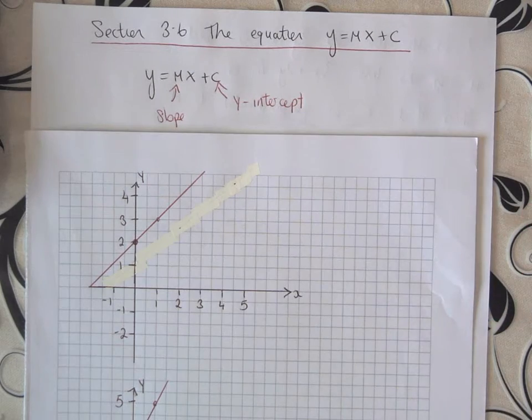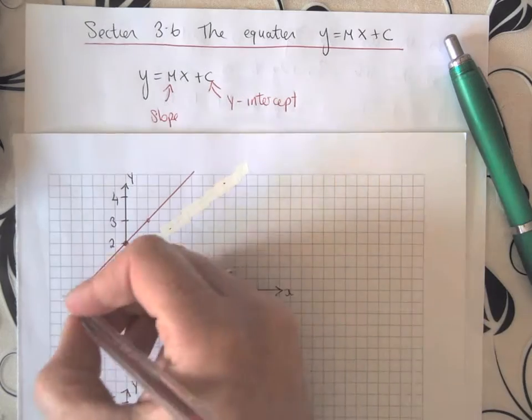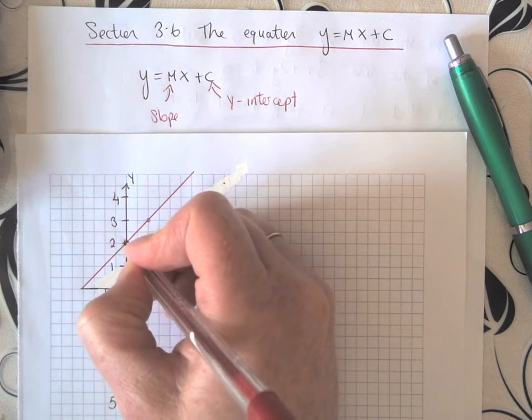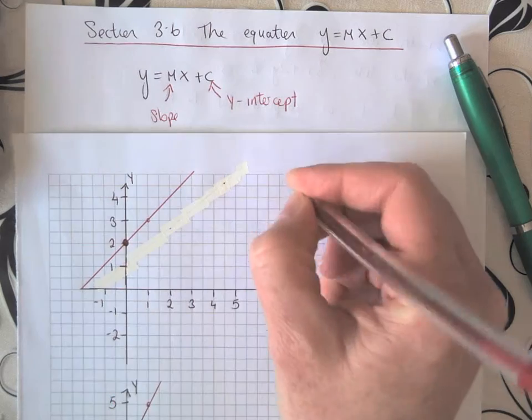But what does that mean? From these pictures, I want to show you what that means. The y-intercept is where your line hits the y-axis. So my y-intercept in this case is 2. Okay, so c is 2.